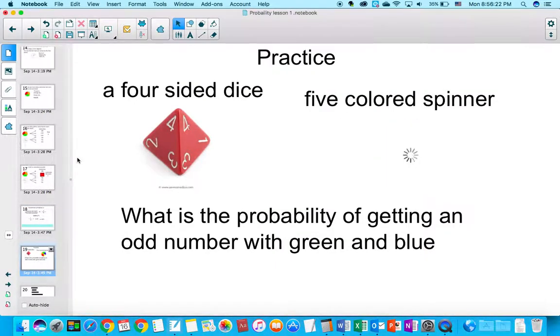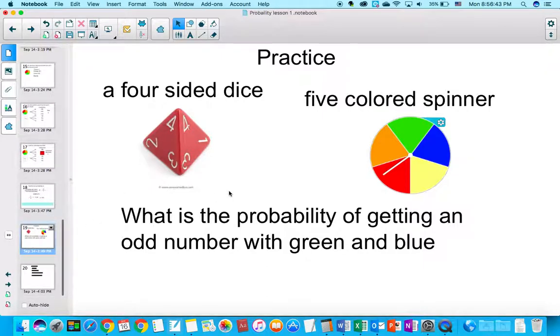Now, here we have another problem. We have a 4-sided die, and I shouldn't say dice, die, and a 5-colored spinner. What is the probability of getting an odd number with green and blue?